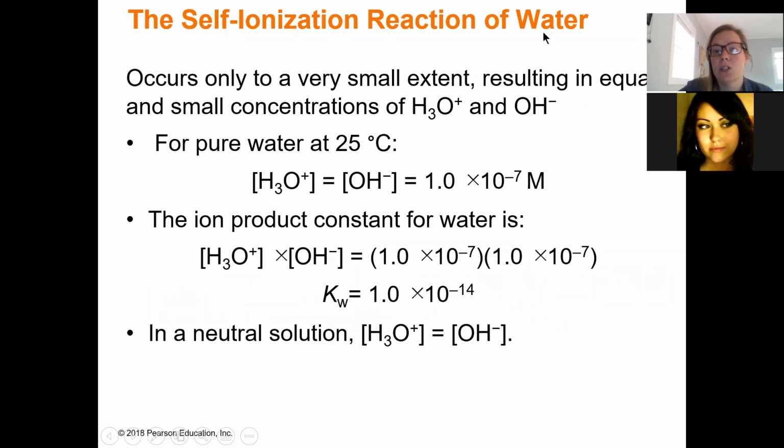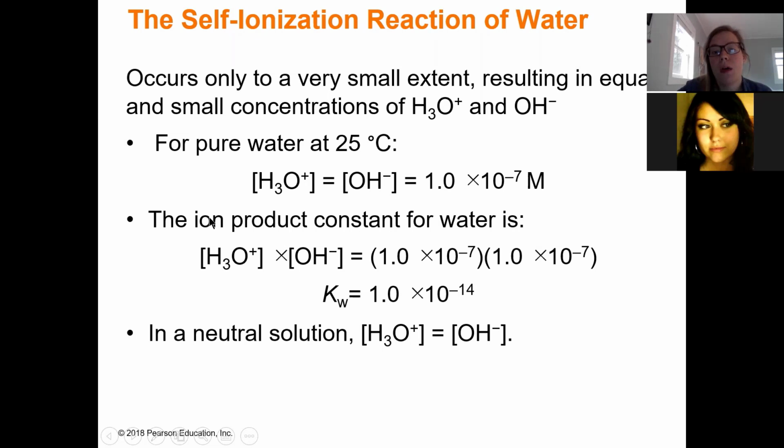So in this self-ionization of water, if we happen to be at 25 degrees Celsius, the concentration of the H3O plus is equal to the concentration of the OH minus. Obviously, if one water molecule is transferring its H over to another water molecule, you would get one of each. So these two should equal each other in pure water, and each of them will have a concentration of 1.0 times 10 to the negative 7 molarity.